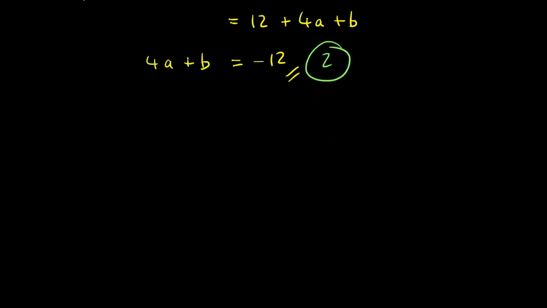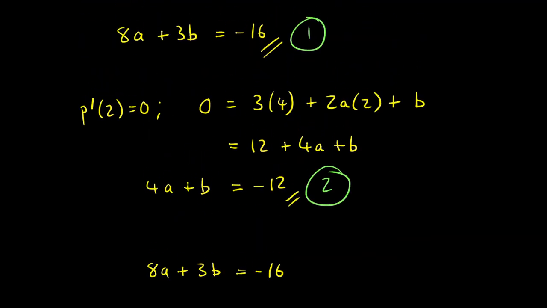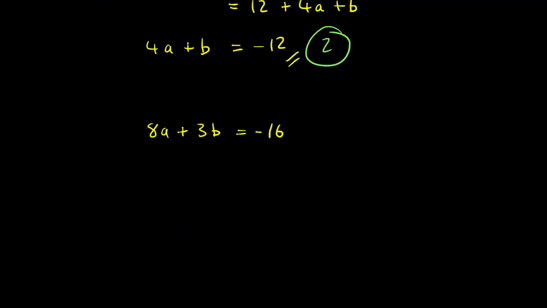So 8a plus 3b is equal to negative 16. So that's the first equation. And then I'm going to take the second equation and double it. So 8a plus 2b is equal to negative 24. And then I'm going to subtract one from the other in order to get rid of the 8a. So I'm eliminating the 8a.